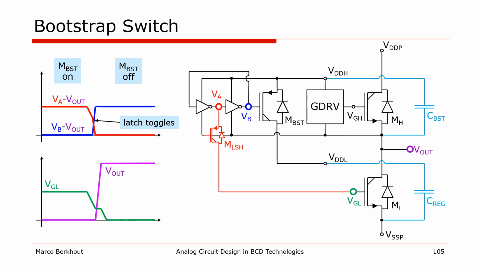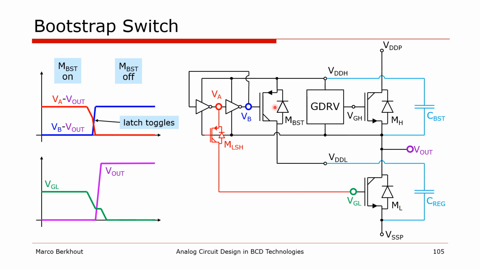The switch can be controlled by a latch consisting of two cross-coupled inverters that is supplied from the bootstrap cap. And next we add a high voltage PMOS, as shown here in red, that operates as a simple level shifter. When the low side power FET is on, the output node is low and the gate of the low side power FET is high. In this state, the latch node VA is pulled up through the body diode of the level shifter PMOS. This toggles the latch and turns on the bootstrap switch.